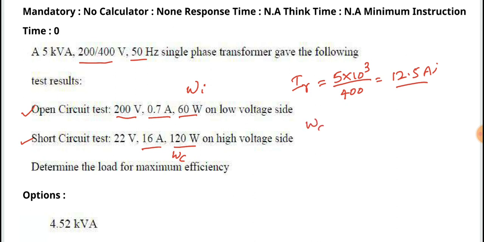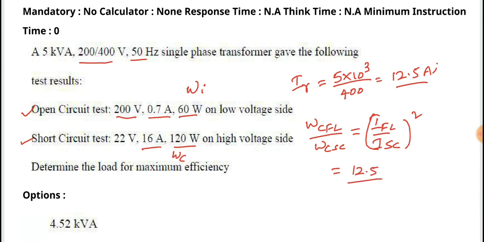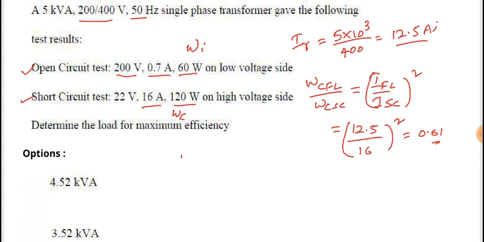So copper losses at full load divided by copper losses at short circuit current is equal to IFL divided by ISC whole square. So from this, full load copper losses are at 12.5 amperes, but the short circuit current they have given as 16, so whole square, which is equal to 0.61. Now WCFL is equal to WCSC into 0.61. So how much have they given the WSC value?